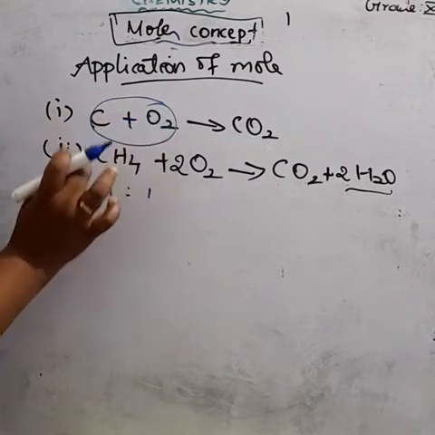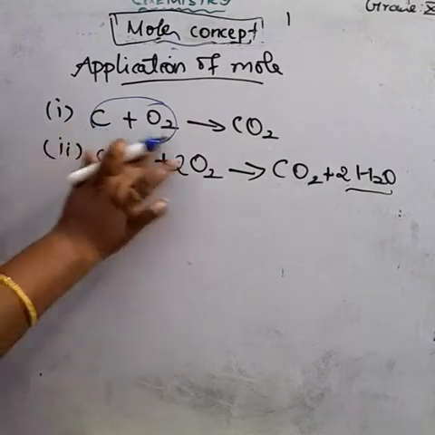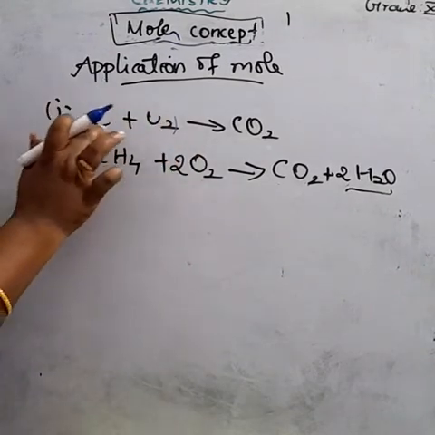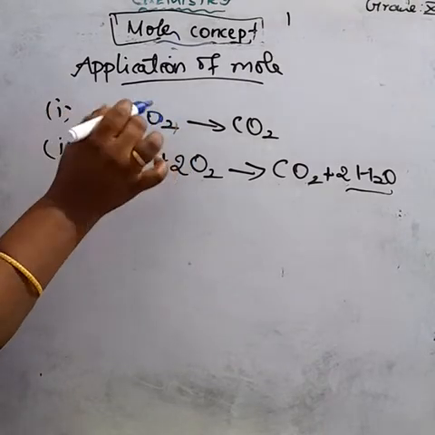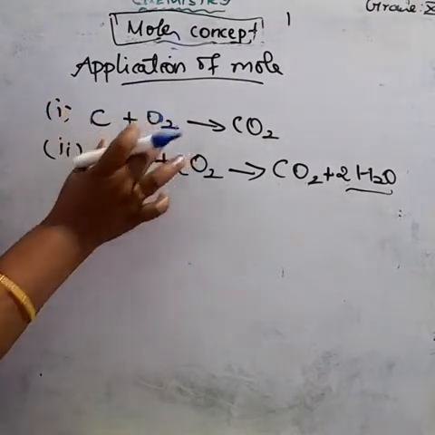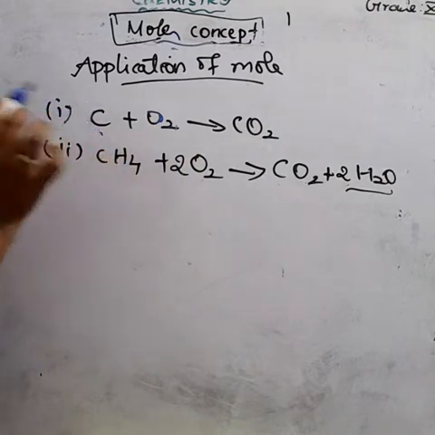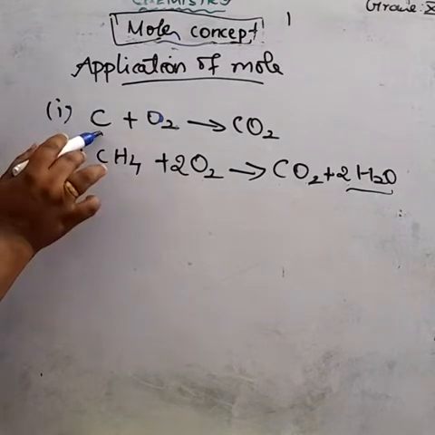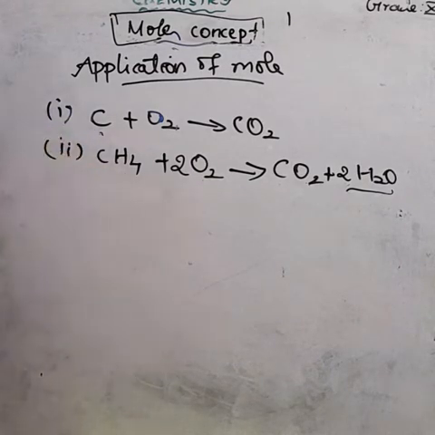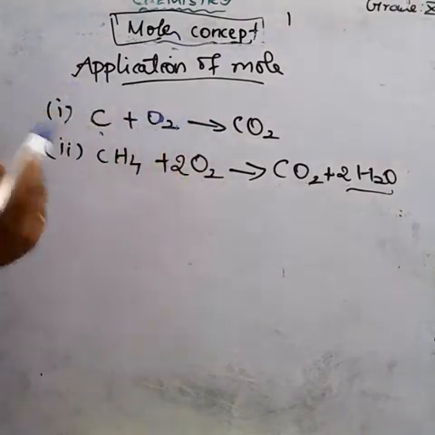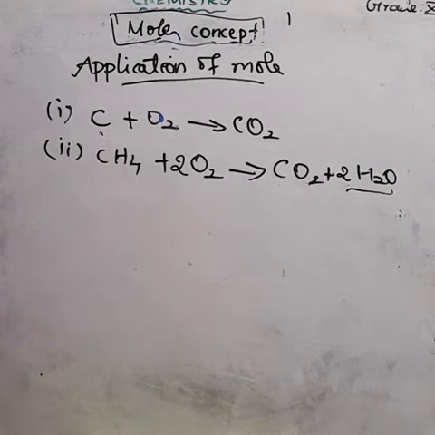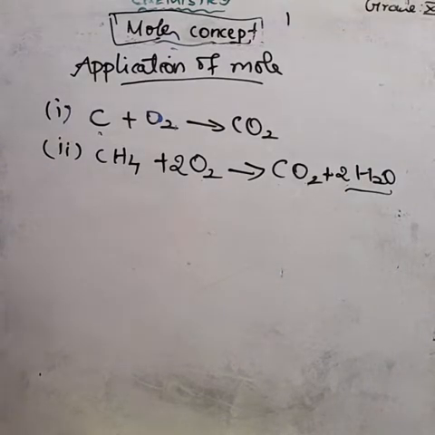So even though the ratio is based on the number of molecules, it is particularly difficult to count the number of molecules. It is because carbon, we are assuming, is not a molecule, it is a single atom. So we are saying one atom of carbon reacts with one molecule of oxygen. So it is difficult to count the number of molecules. Because of this reason it is beneficial to use the mole concept rather than the actual number of molecules to quantify the reactants and products.